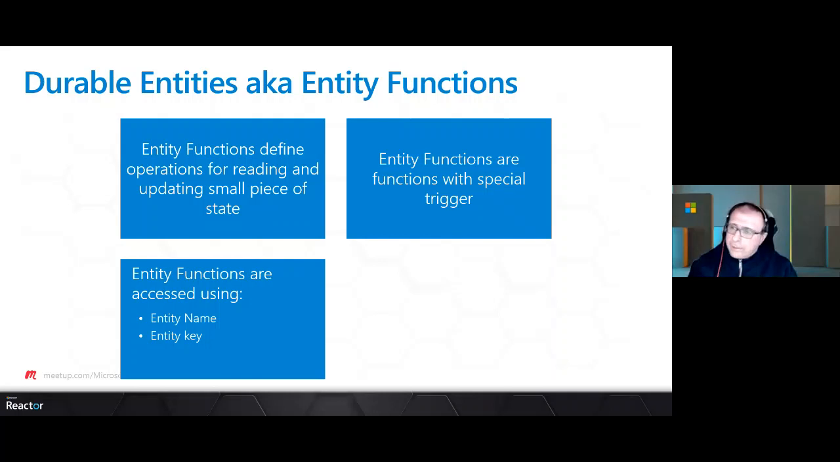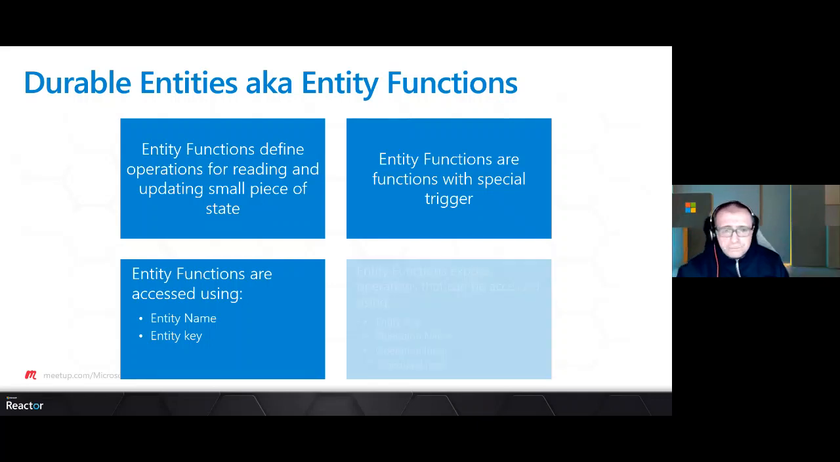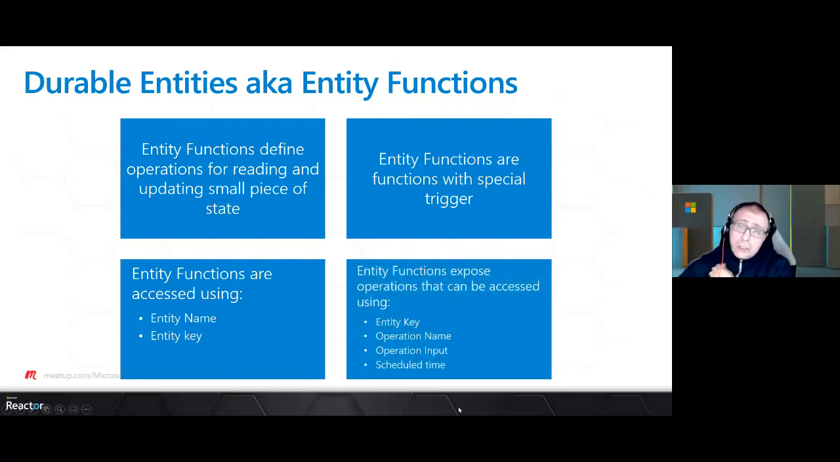So you can have, I don't know, my device as the name. My device called device 1. So my device 1 is an entity. My device 2 is another entity, and you can manage two different states in different ways. Every time you can call the operation exposed by the function using the entity name plus key, and the name of the operation you want to call.